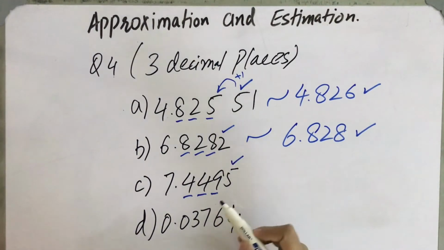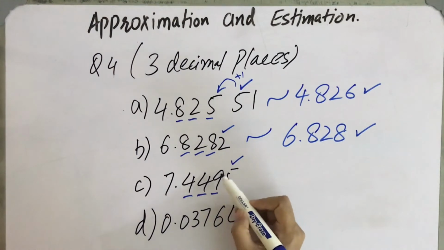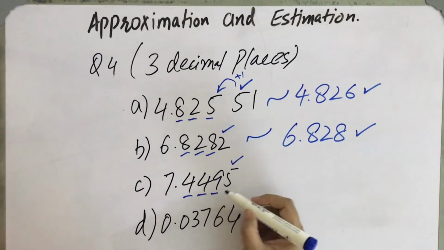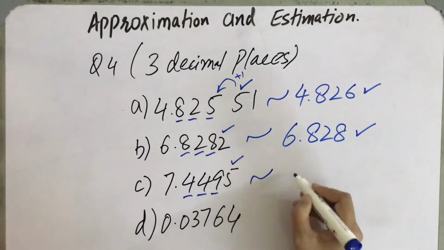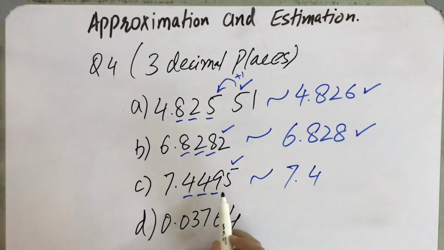This 5 will give again 1 to 9. This 9 will become 10. It will be itself 0 and give 1 to 5. Or in other words, this 49 will have 1 and it will become 50. We shall have 7.4. This 4 and 9, 49, when it will have 1, it will be 50.